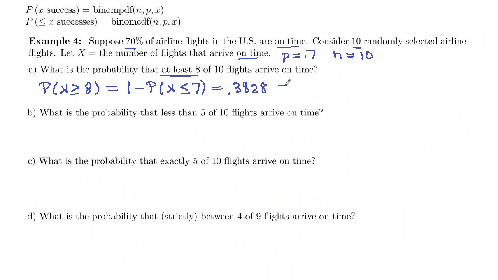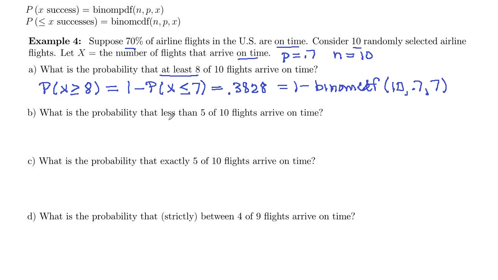And again, what we did was 1 minus binomial CDF with 10 trials, 0.7 our probability of success, and we wanted less than or equal to 7 successes.